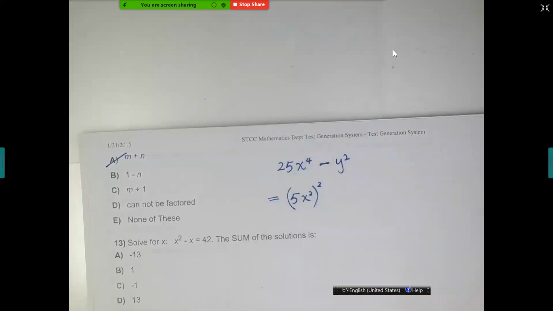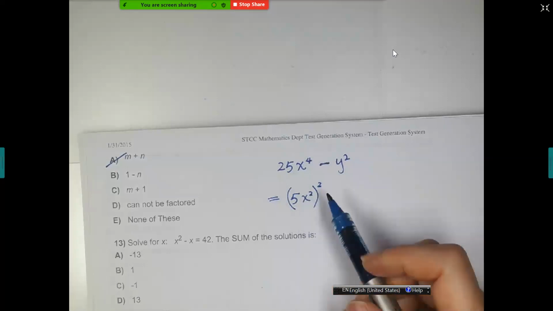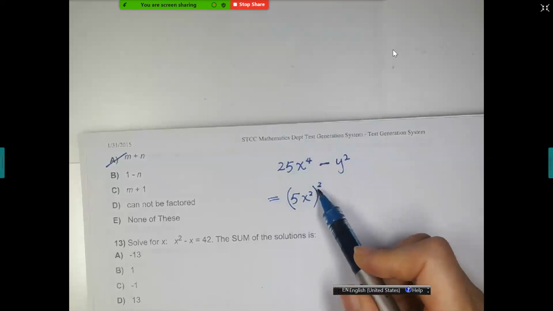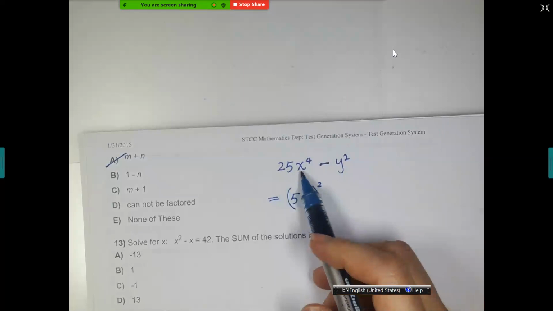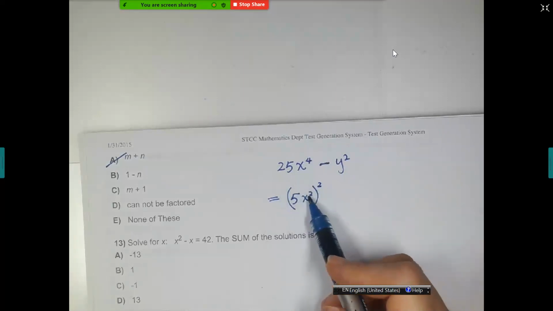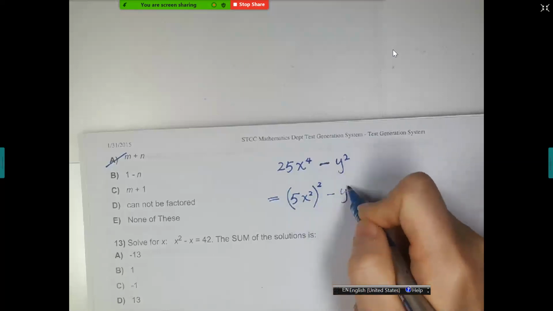So that's the backward of the power rule that we learned in Algebra 1. Raise a power to a power: keep the base, multiply the two exponents. 2 times 2, that's 4. So the first term can be rewritten as (5x squared) squared. Then minus what? Minus y squared.